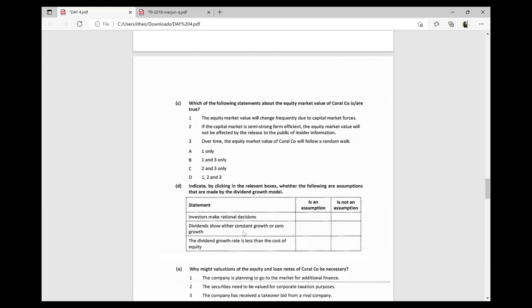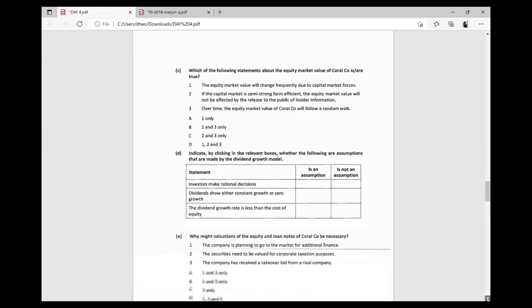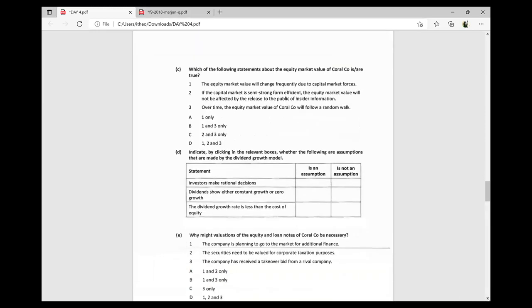Which of the following statements about the equity market value of Coral Company are true? The equity market value will change frequently due to capital market forces. So Amir, that's a problem in your concept, because that is done when you have to find Kd, cost of debt. In market value of bond, we never do this. In cost of debt, we do what you are saying, and in market value, we only do this. So this is a conceptual error from your end.